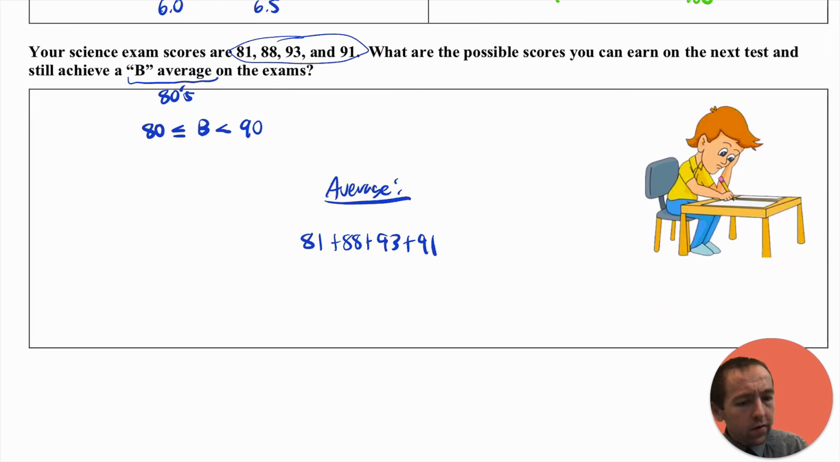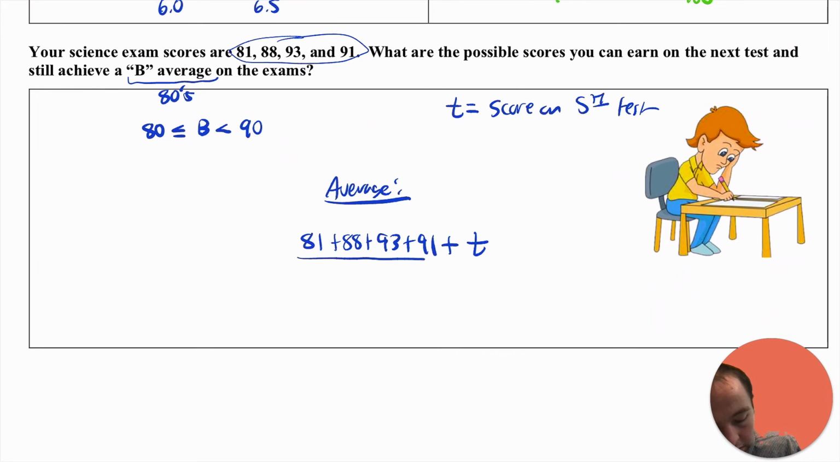So let's represent it with some sort of variable. So let's say t for your test score on your next test. If we introduce a variable, we should probably define it. Say t is the score on your 5th test. Now, if we're going to get your average score, we're going to have to divide that all by the number of tests, which is 5, right? So there's your average score.